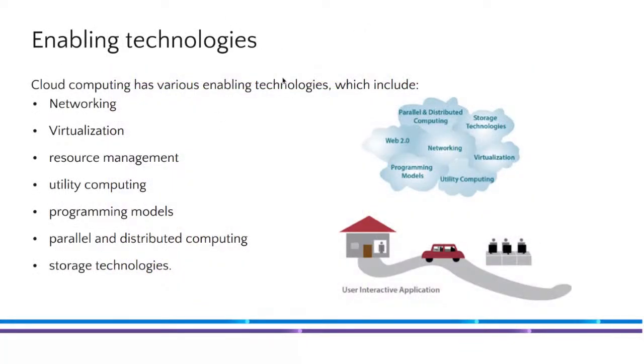Sorry for that, folks, because I'm pretty much down with a cough. So, enabling technologies. Cloud computing has various enabling technologies, which include networking, virtualization, resource management, utility computing, programming models, parallel distributed computing, and storage devices. We will touch on everything, but the main thing is virtualization. The basic concept behind virtualization is to give all the physical things in a virtual form.